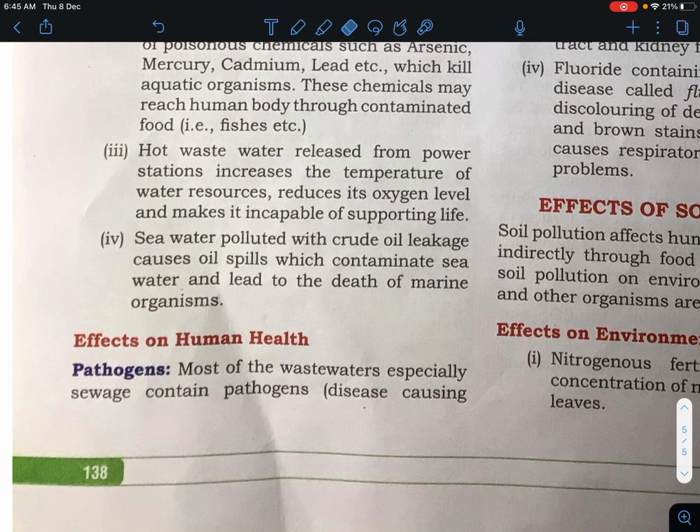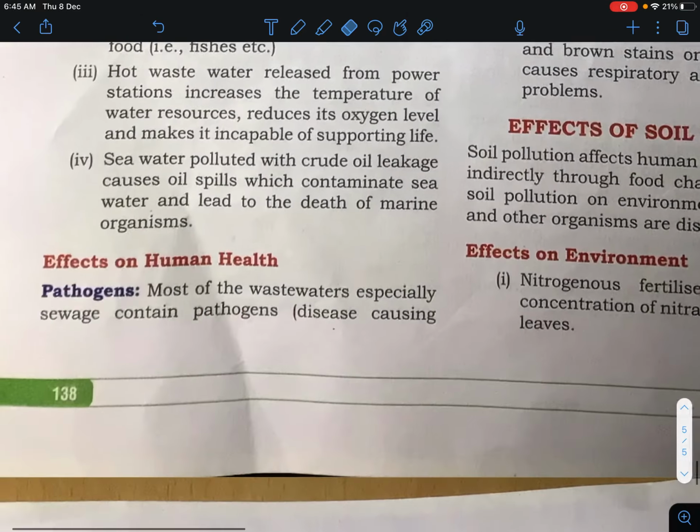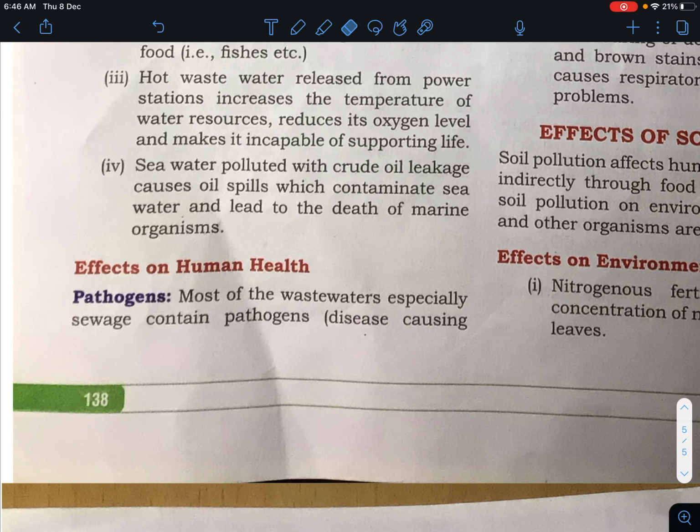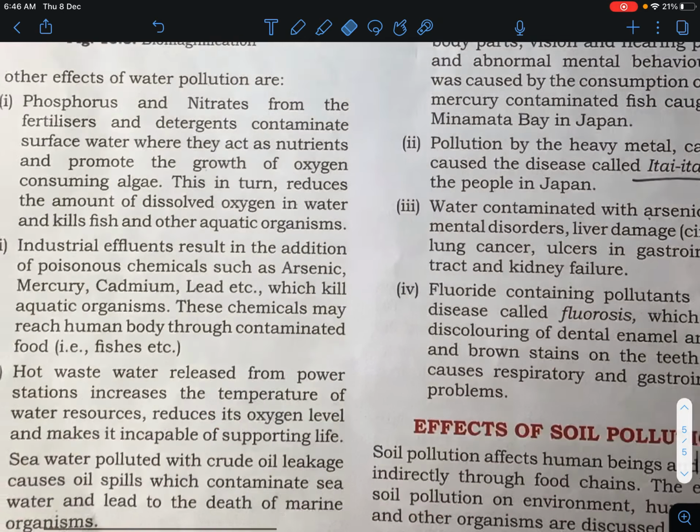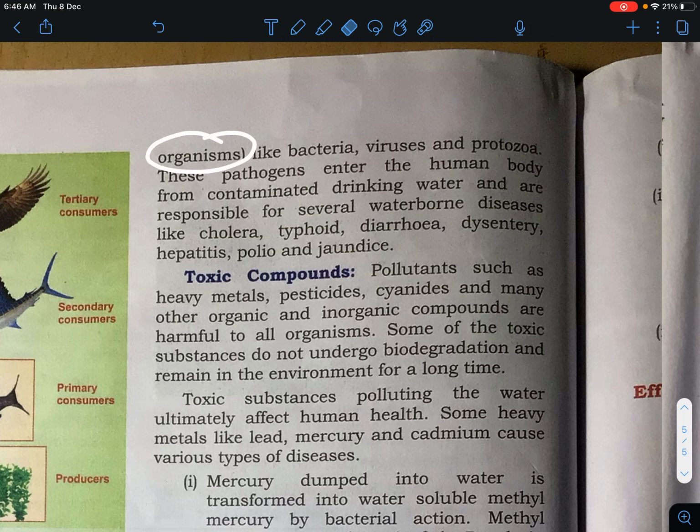What are the effects of this water pollution? First one is about pathogens. Most water bodies or wastewater, especially sewage, contain pathogens. What is a pathogen? A disease-causing organism like bacteria, virus, and protozoa.